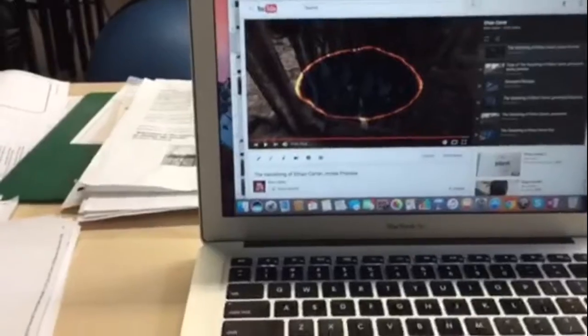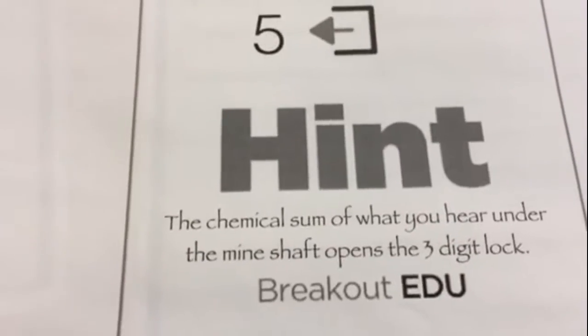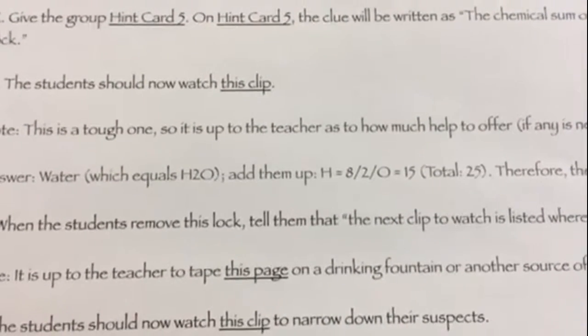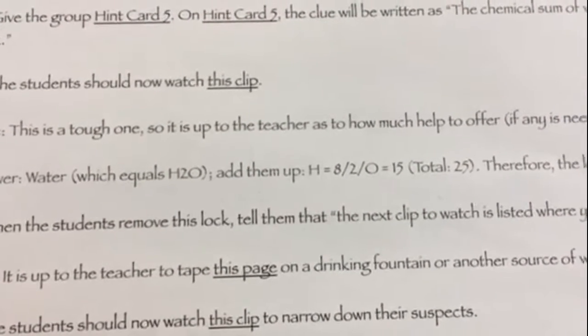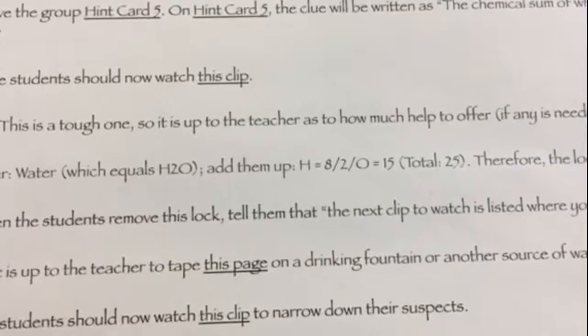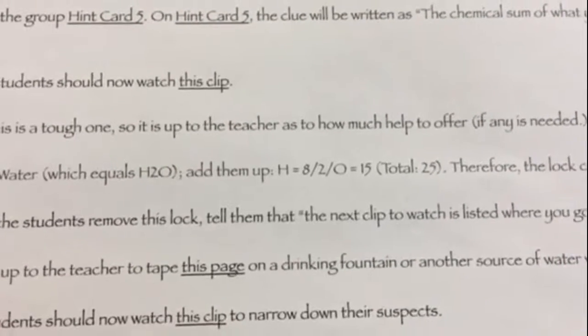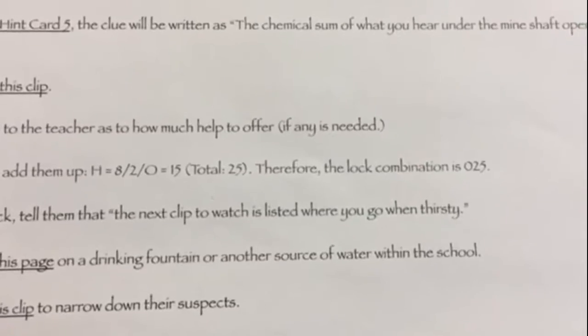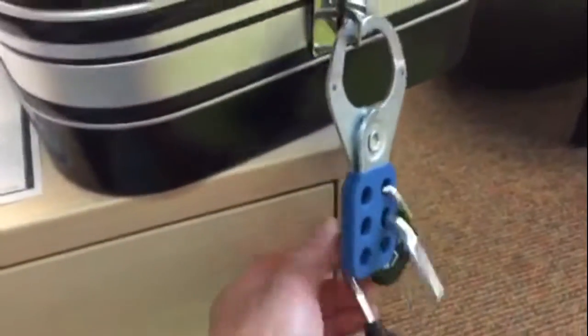Therefore, what is the chemical sum of water? Well, it's H2O. And what does our hint say again? Our hint says the chemical sum, so you get a sum when you add things together. So H2O, add them up. H is the 8th letter of the alphabet, 2 is already a number, O is the 15th letter of the alphabet. Add those numbers up, you get a total of 25. Therefore, the 3-lock combination for our breakout box here is 025.